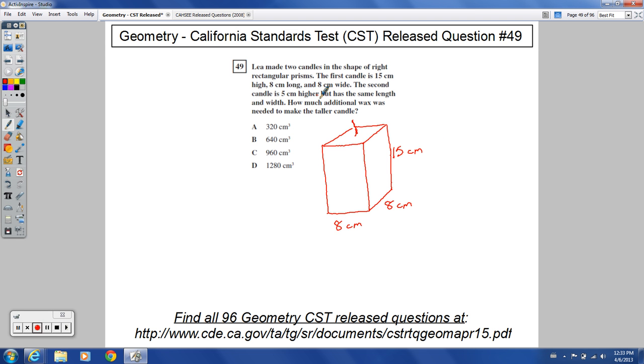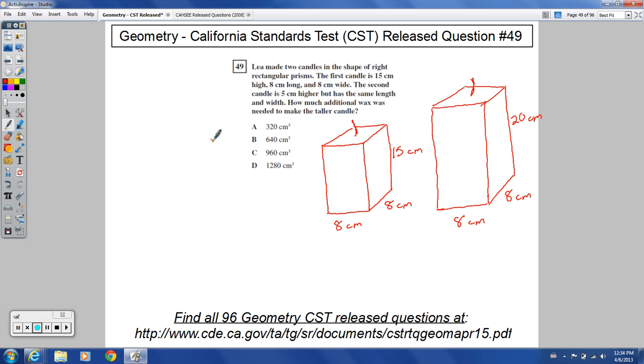The second candle is 5 centimeters higher, but has the same length and width. Well, that's pretty easy, I think, to calculate what the new height would be. If it's 5 centimeters higher, you're going to have 20 for the height of that new candle. This is 20 centimeters, and this would be still 8 and 8. So here's your new candle, 8 centimeters, 8 centimeters. So I meant to draw these being the same. It looks like this might have got a little bit bigger actually, but assume that these have the same length and width, but the height is just 5 centimeters higher.